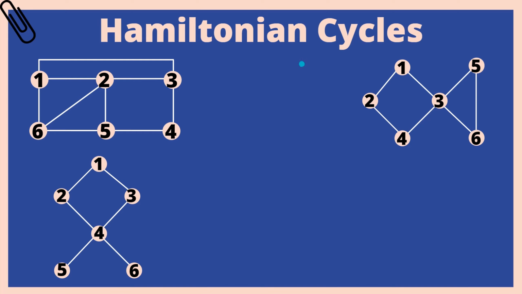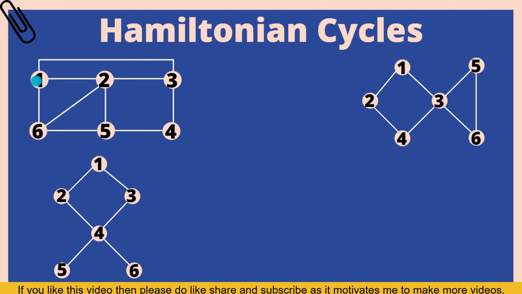It is similar to the traveling salesperson problem, but in that we have to find a minimum cost tour. In this, we don't have to find any minimum cost tour, we just have to find all the possible ways through which we can visit each and every vertex once and return to the vertex from where we started.